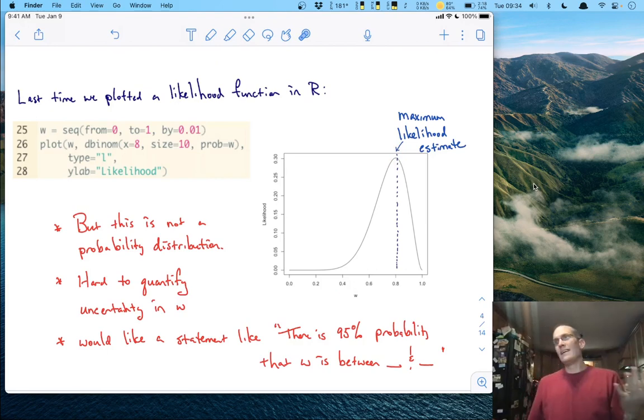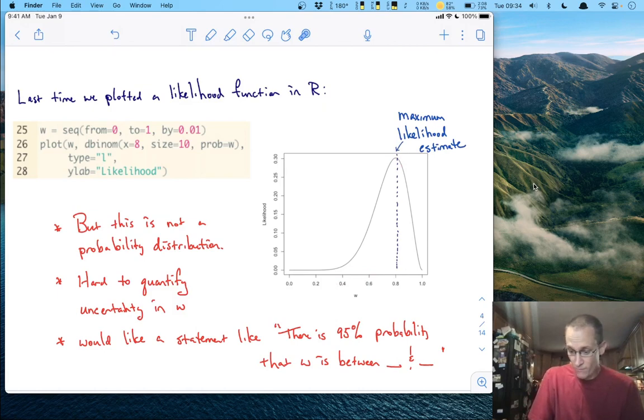Here's the thing, though. Why is this not good enough for the types of problems we want to consider? Well, first of all, it's not a probability distribution. The reason is, if you were to compute all of the area under this curve, and you can do that using tools from calculus, specifically integration, it's not equal to 1. And that's what you have to have for a probability distribution. You have to have it equal to 1. Now that's a technical point, but it's a very important technical point because without that, it's really hard to quantify our uncertainty in this estimate of W. Remember, this is the most likely value of W because it has the highest likelihood.